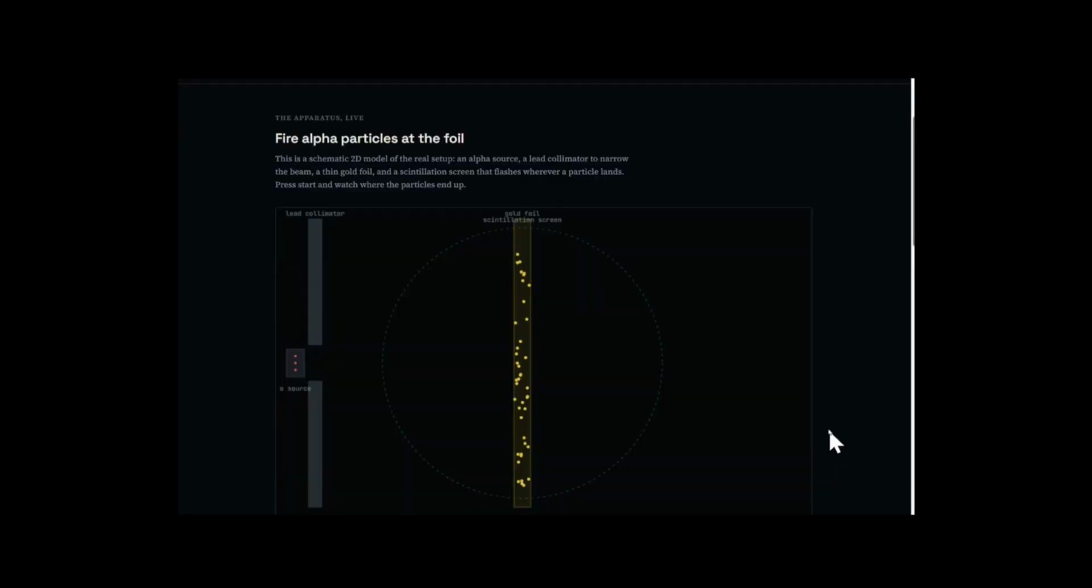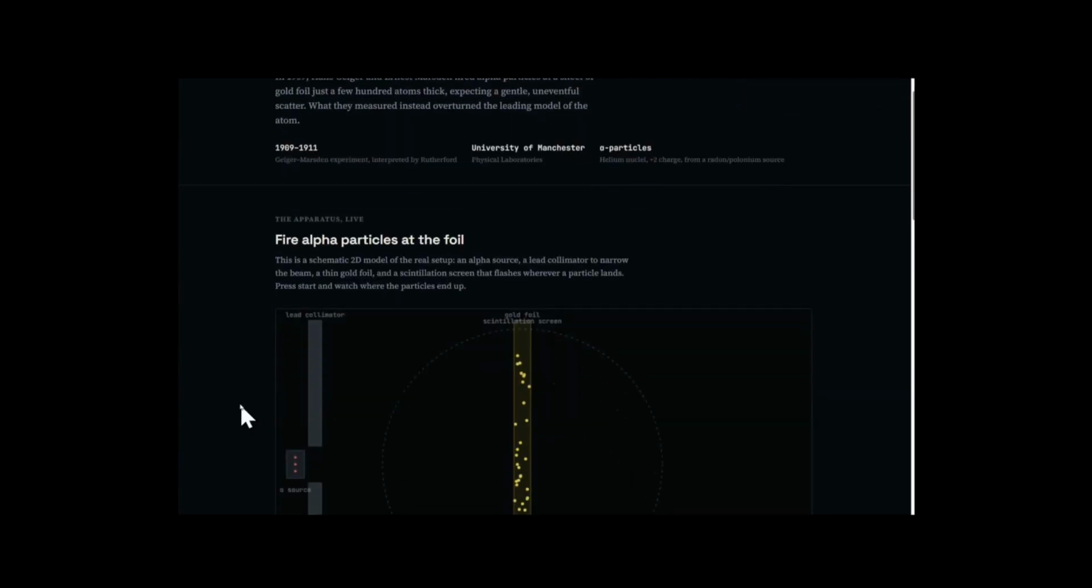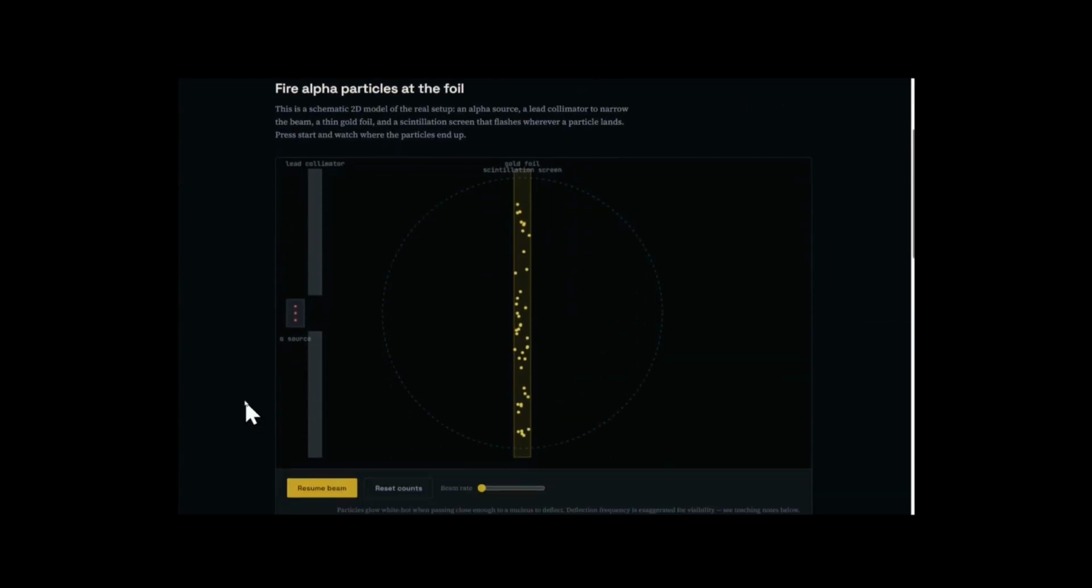The last experiment that we're going to look at is Rutherford's classic gold foil experiment. This was first done in 1909 with Ernest Rutherford and Ernest Marsden and Hans Geiger, the person who gives his name to the Geiger counter, in the same year as the Millikan experiment, at the University of Manchester.